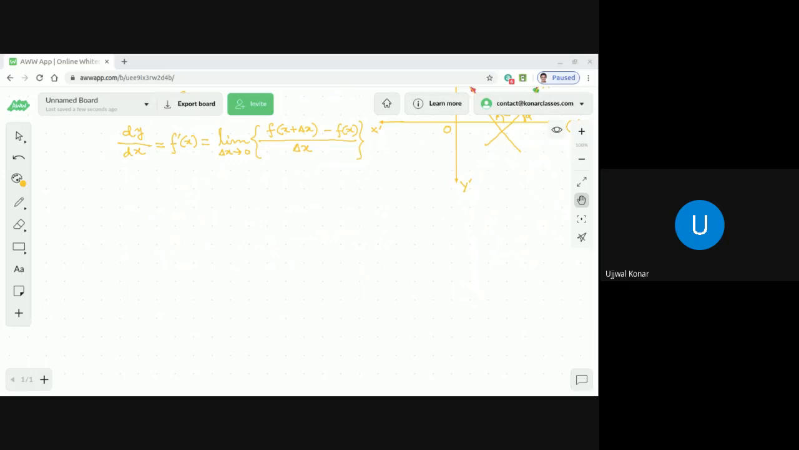So the derivatives of some important functions, I'm going to show you in the next page. These are the differentiations of the standard functions you must be aware of. Okay, I'm going to the next page.